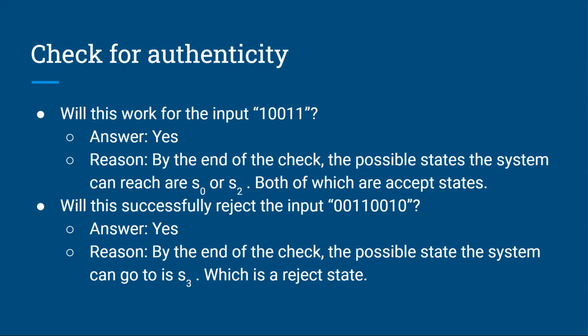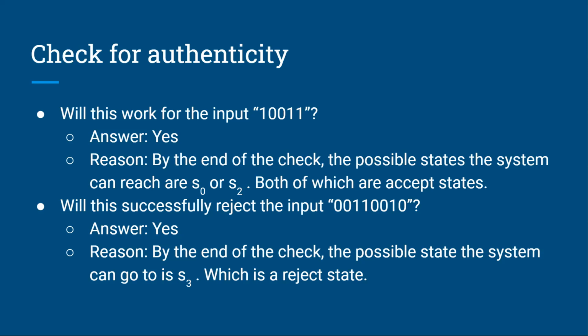We have an input over here that is 10011, which doesn't have the substring 110. So will this work for the input? Yes, it will. By the end of the check, the possible states for the system can reach are S0 or S2. So it never reaches the reject state, S3.